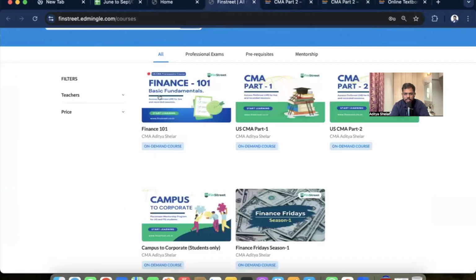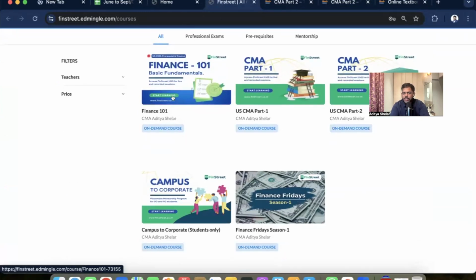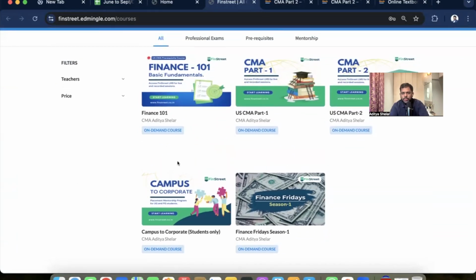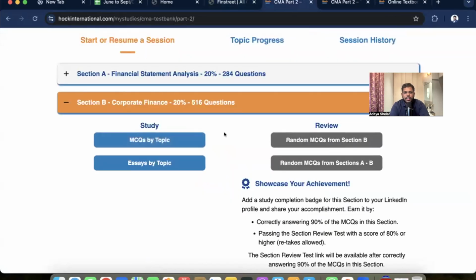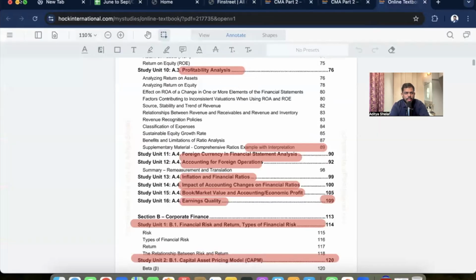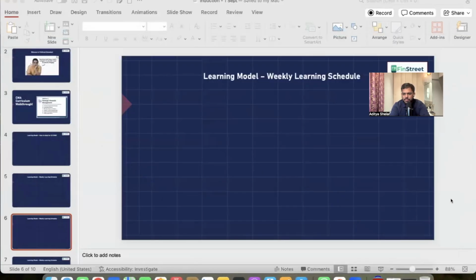One is FinStreet. You have video lectures over here. Finance 101 is a prerequisite. CMA part 1 and 2 are the main lectures. Finance Friday is like an extra learning initiative, a community learning initiative. I plan to make this free eventually. Campus to Corporate is for students only; this is closed only for FinStreet students. This is Hock LMS for questions, and this is for textbooks. I hope this helps you get a good idea of how you're going to use this study material.